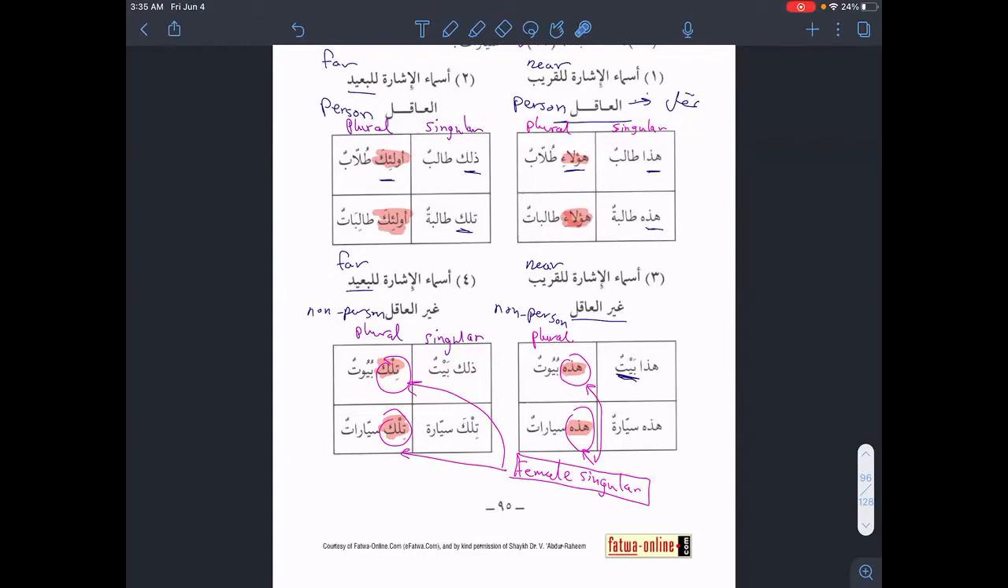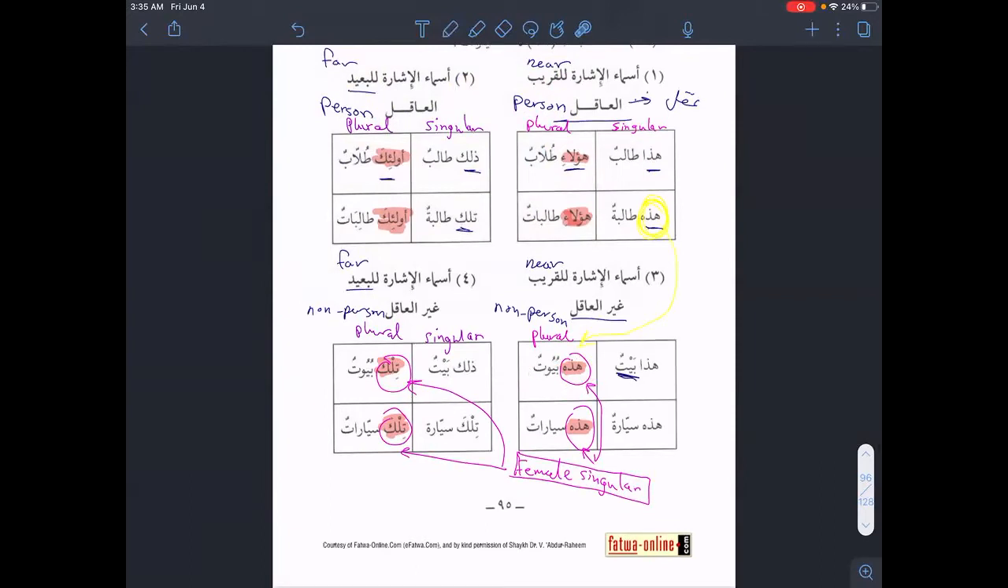So we should use the female singular form. What is the female singular form of هذا? Female singular form is هذه. So this is the female singular form. So we use the female singular form for plural. So it becomes هذه بيوت. And then هذه سيارة. Again, سيارة is non-person. So for the plural, we cannot say هؤلاء سيارات. That's not correct. So it will be هذه سيارات. Female singular is هذه سيارات.